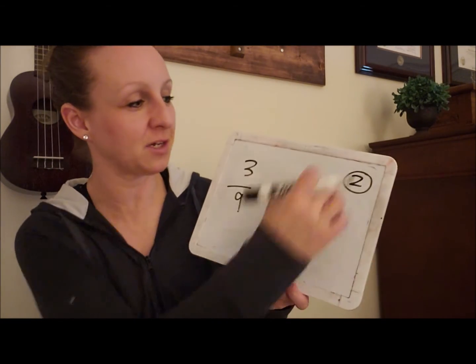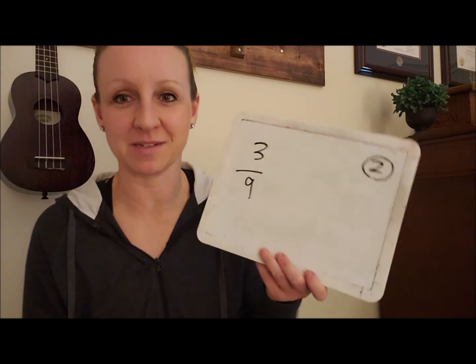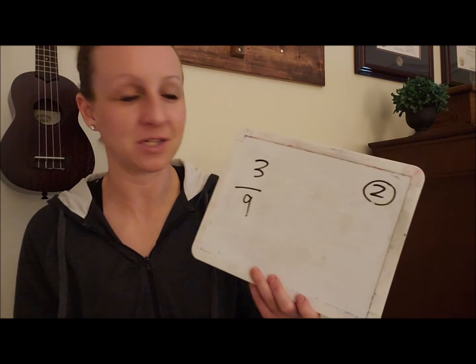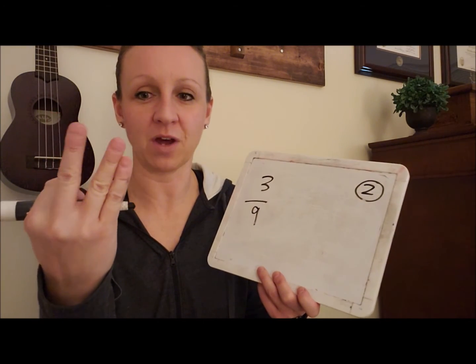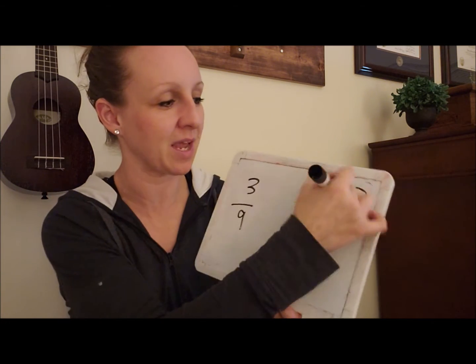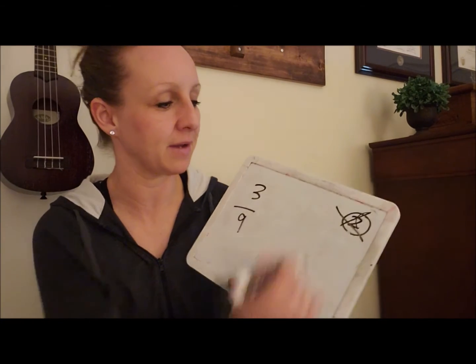3 out of 9, and I'm going to try and divide by 2. I know I can't because I chose that on purpose. But watch this. How many times can 2 go into 3? Well, I've got 3. It can go in once, but I've got a leftover number, so that doesn't work. So I can't use 2, but it was worth a try.